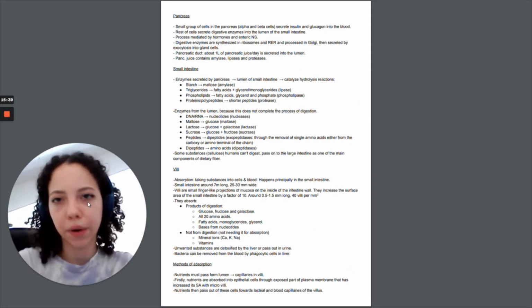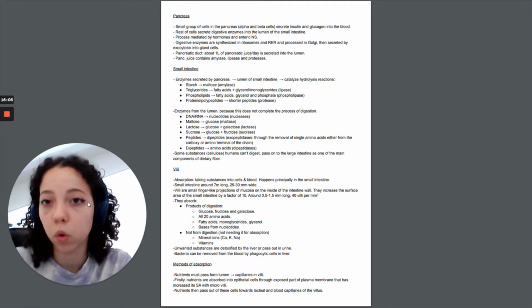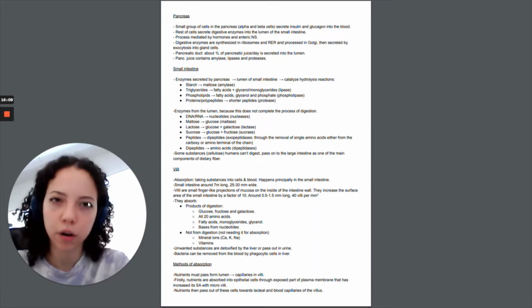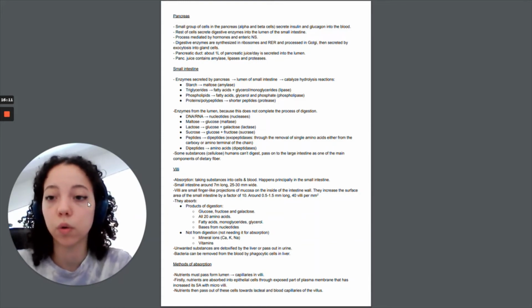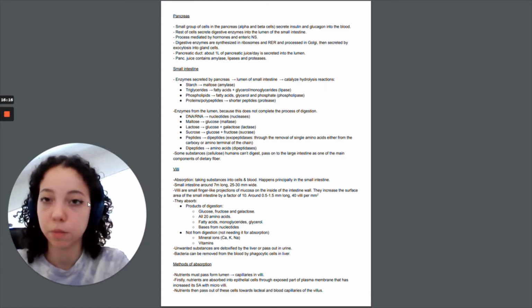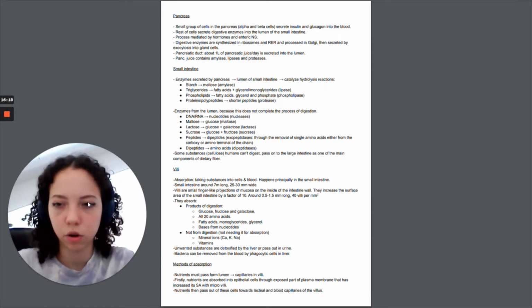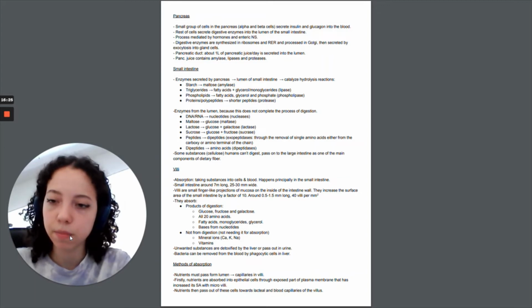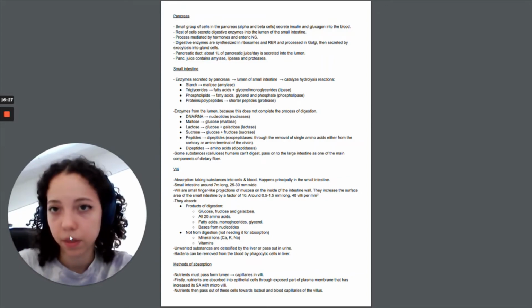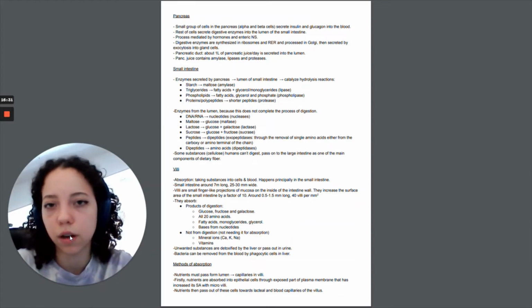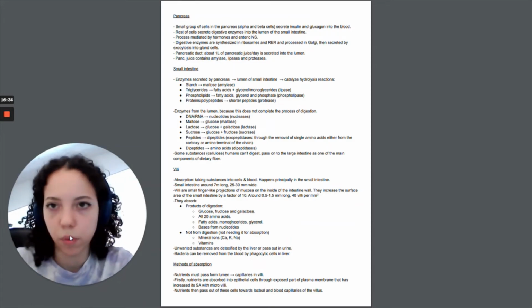Okay, next we have the pancreas. The pancreas has a small group of cells, which are called alpha and beta cells, which secrete insulin and glucagon into the blood in order to control the glucose blood concentration, but that will be talked about in topic 6.6, which is hormones and hormone management. Now we will focus on the rest of the cells, which are the ones which secrete digestive enzymes into the lumen of the small intestine. This process is also mediated by the enteric nervous system and some other hormones.